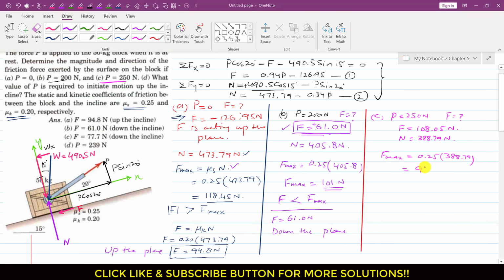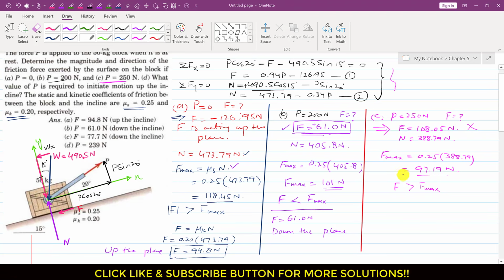So 97.19 newtons, right? So again, if we compare F with F max, F, whose magnitude is 108.05 newton, is greater than F max. So if P equals 250 newton, the surface can offer a maximum friction of 97.19 newton, right? And from the static equilibrium conditions, we get F equals 108.05. So this means that this friction value is not accurate for this condition. So if F is greater than F max, the assumption is not valid.